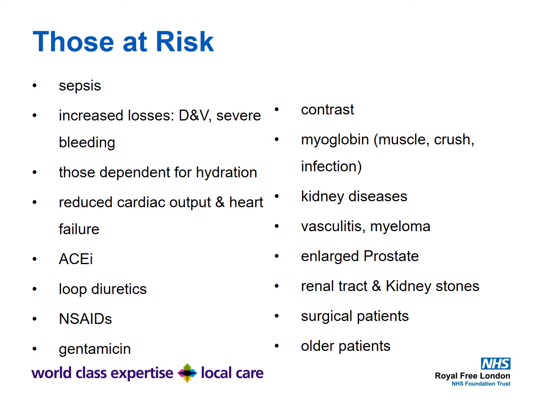AKI occurs most commonly in at-risk patients or those who are acutely ill or have had major surgery. Recognition of those at risk of AKI is important because patients may develop AKI whilst in hospital or in the community unless specific preventative actions are taken. And these may be as simple as ensuring that adequate hydration is maintained, especially in vulnerable patients who are unable, for whatever reason, to sustain their own hydration, and we'll come on to that a little later.